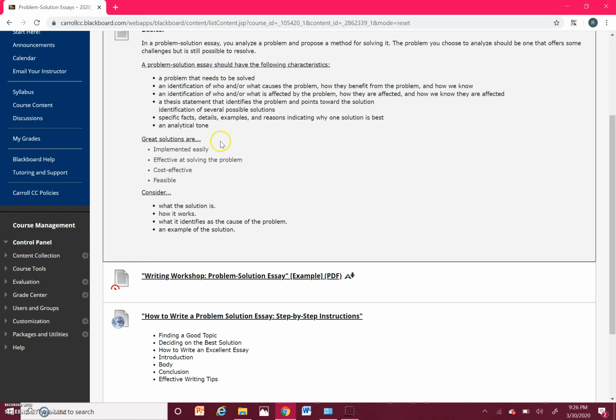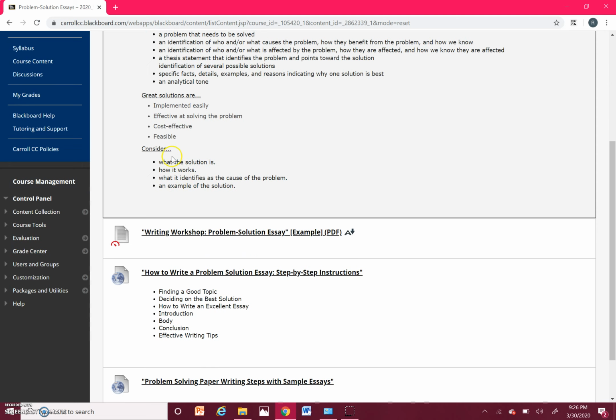Some great solutions are implemented easily, they're effective at solving the problem, they're cheap, they're cost-effective, and they're feasible, meaning they're likely to work. Part of feasibility that you need to consider is how likely people are to actually go on board with this. How likely are people to actually participate in whatever it is you're proposing? And also consider what the solution is, how it works, what it identifies as the cause of the problem, and give examples of the solution. It's incredibly important that you be specific, not just with secondary sources, but with examples.